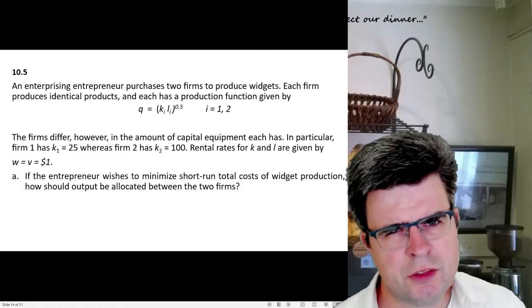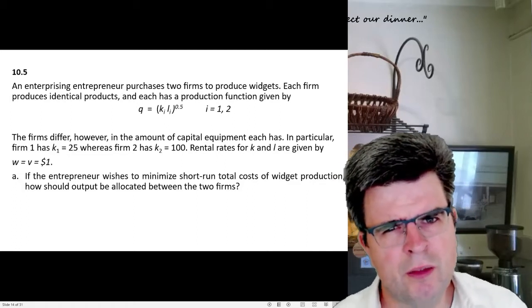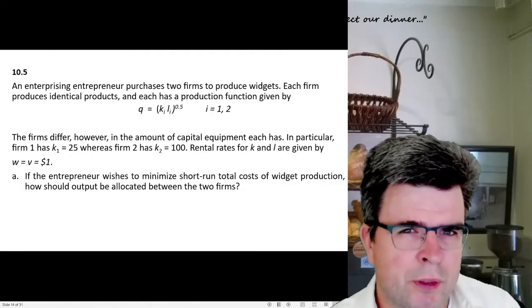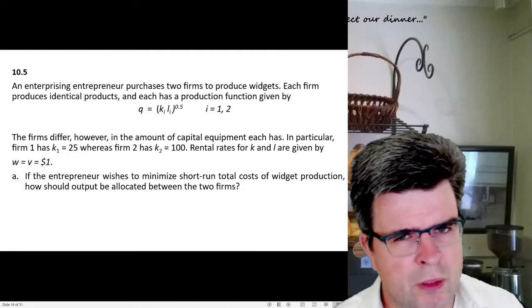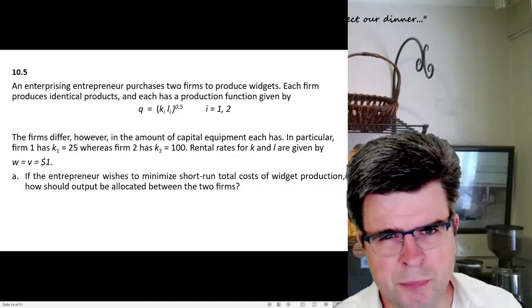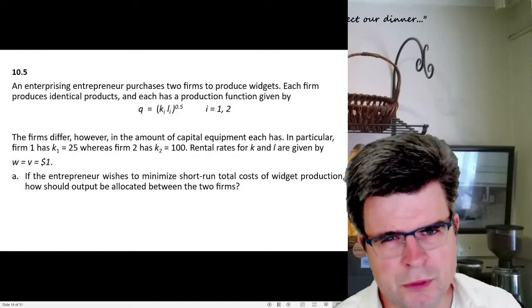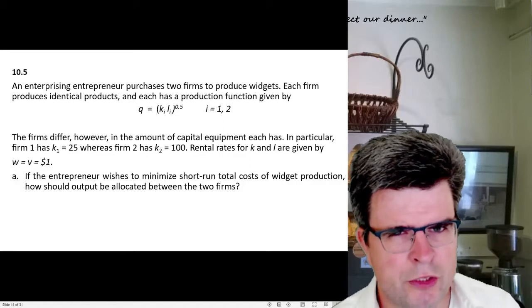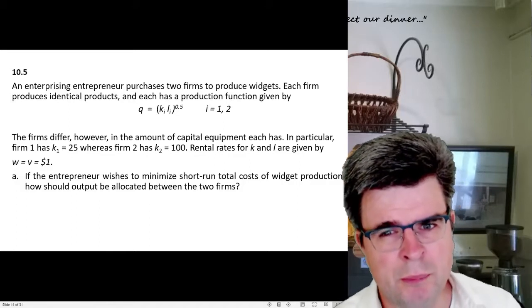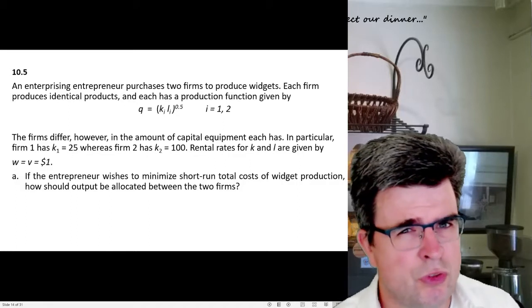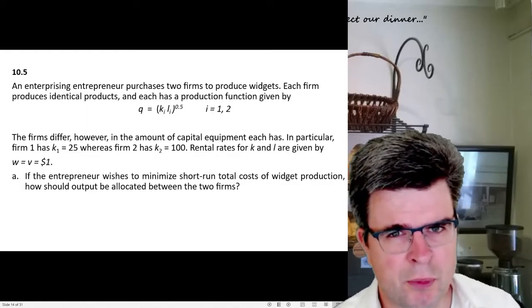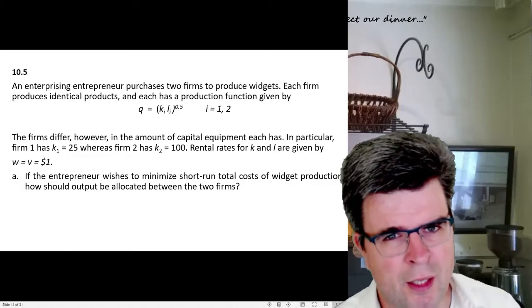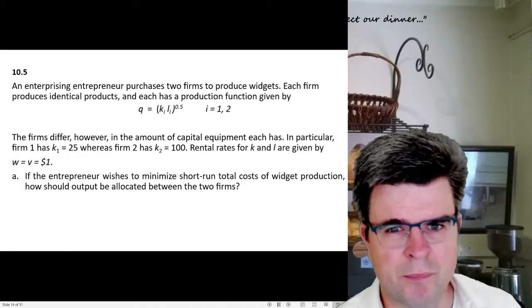In exercise 2.5, we don't just meet an ordinary entrepreneur, but we meet an enterprising entrepreneur. And this is not because of the things that he does produce, because he only produces these very boring widgets, but it is because he purchases not one, but two firms to produce those widgets. And that makes the entrepreneur enterprising and the exercise interesting.